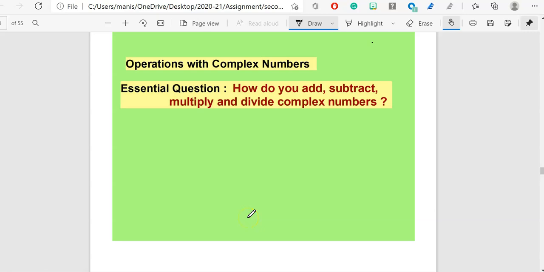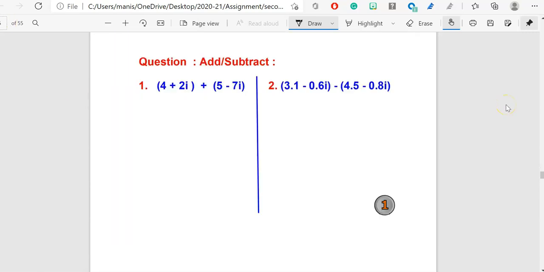Our essential question of the day is, how do you add, subtract, multiply and divide complex numbers? Okay, first thing is I will teach you how to add and subtract two complex numbers.